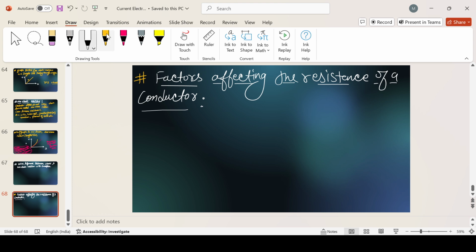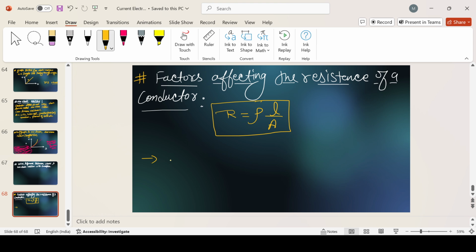Okay, so there are four things. First of all, see, if we talk about the resistance now, so we have R. This R is equal to rho L upon A. This is the formula which you need to learn right now. Now, let me write the things on the factors. First factor.